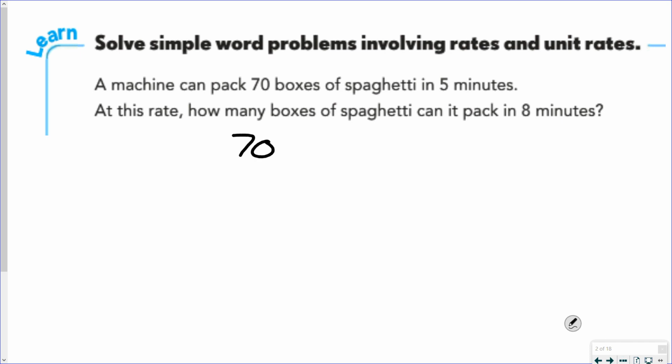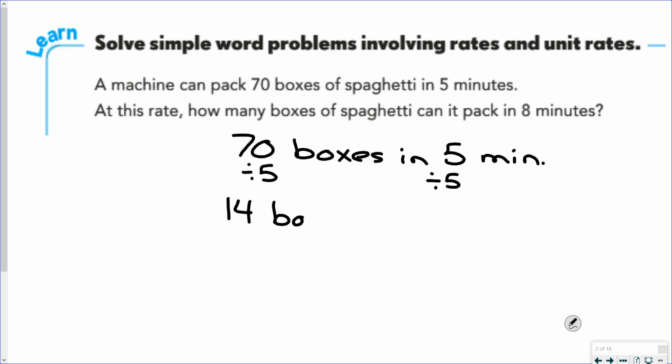So, first thing we should do is we take the information we're given, and just like in our previous lesson, we want to calculate the unit rate. So we're going to divide both of these by 5, and so we would calculate a unit rate of 14 boxes per minute.